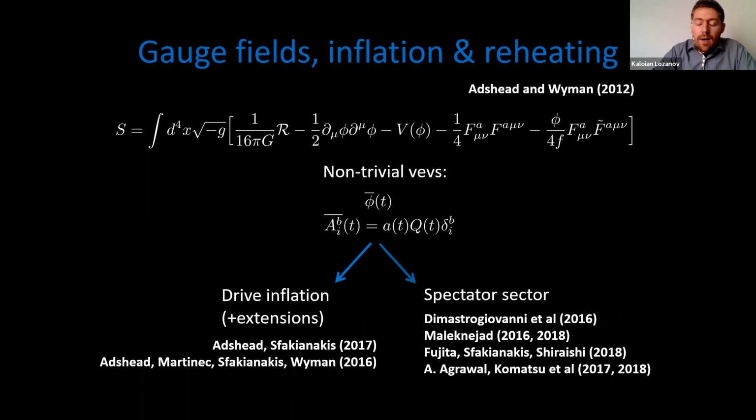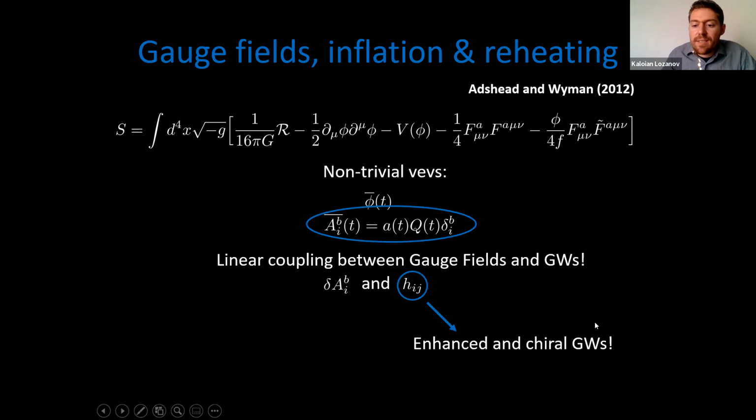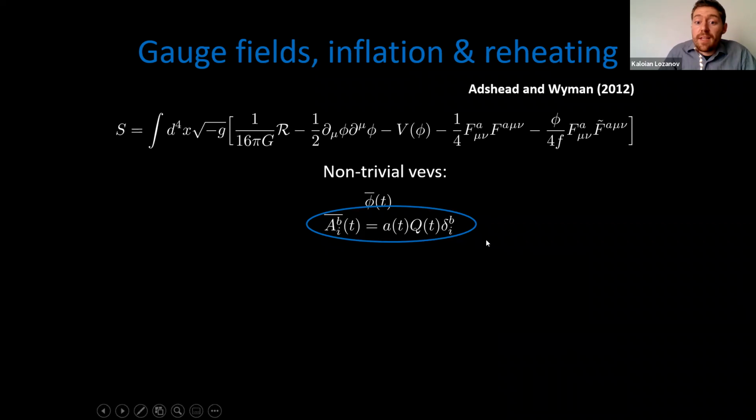Regardless of which scenario we choose, arguably the most exciting feature of all of these models is the fact that there is always a linear coupling between the tensor-like perturbations in the gauge fields and the tensor-metric perturbations. Basically, the non-trivial gauge field background provides a linear coupling between the gauge field perturbation and the gravitational waves. And this linear coupling can significantly enhance the gravitational wave signal from inflation. The detection of this enhanced gravitational wave signal from inflation is one of the main targets of upcoming CMB and gravitational wave experiments. Okay, so as you can see, this non-trivial gauge field background can have very exciting observational consequences.